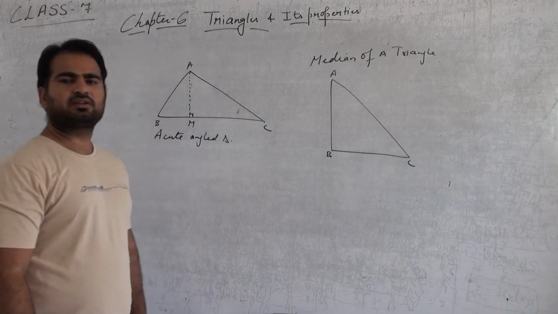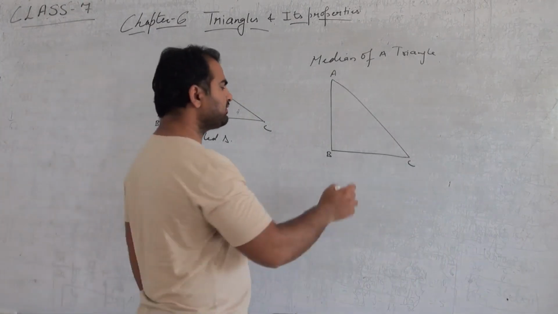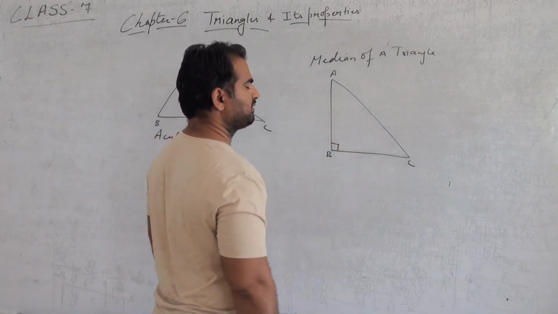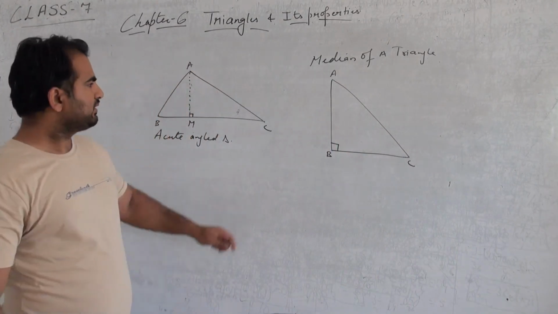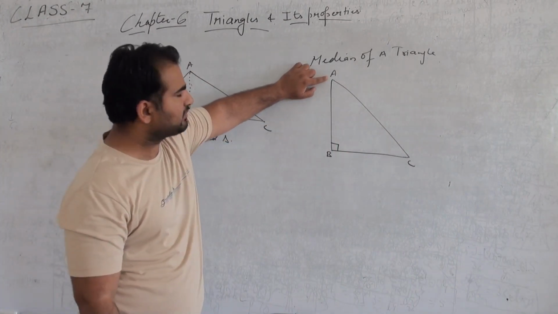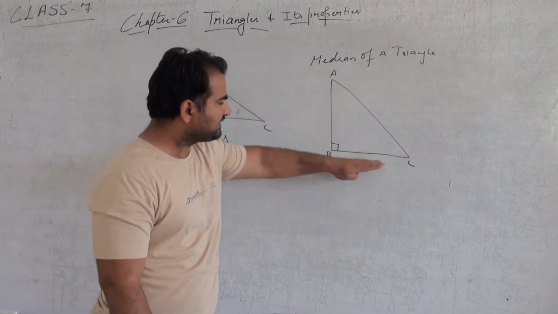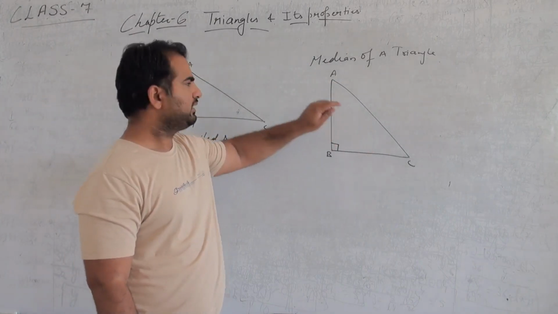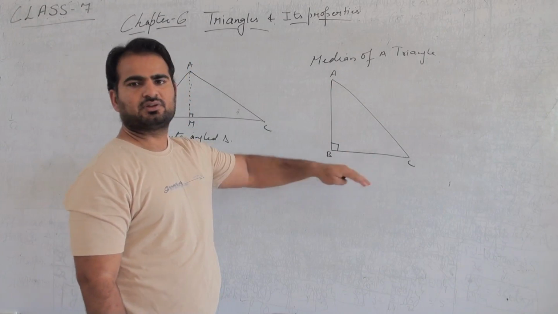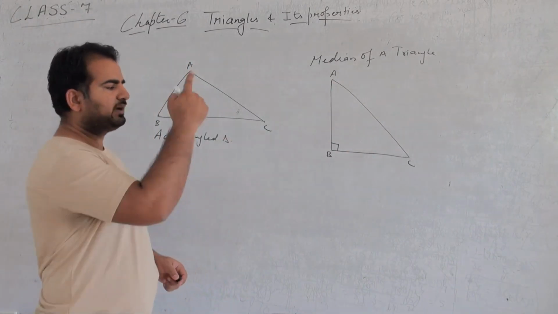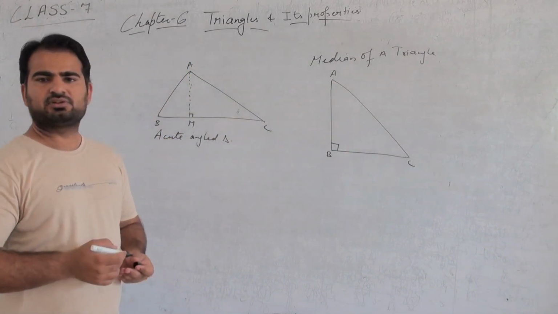What is a right angle triangle? A triangle in which one angle is of 90 degrees. As we can see, A is the topmost point and BC is the base. What we have to do is find the perpendicular distance between these two.